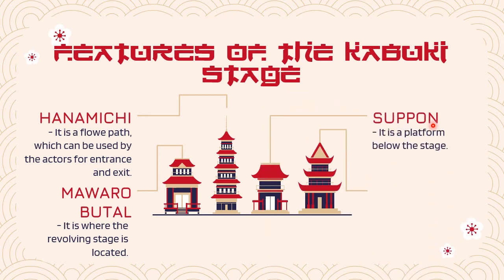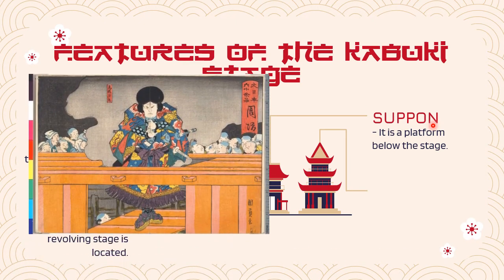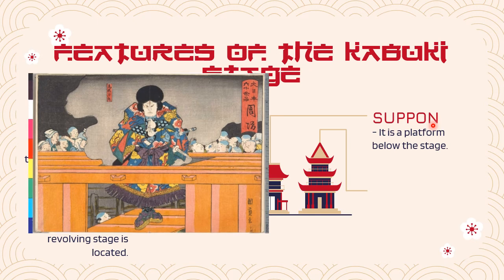Another one is suppon. So it is a platform below the stage. So this is the suppon. So it is a platform that rises from below the stage. So yan yung isa sa mga nagbibigay ng element of surprise para sa pagpe-perform ng kabuki dahil hindi nila alam na may lalabas pala doon na pataas from below the stage. So that is suppon. So it gives thrill and surprising acts for the actors.